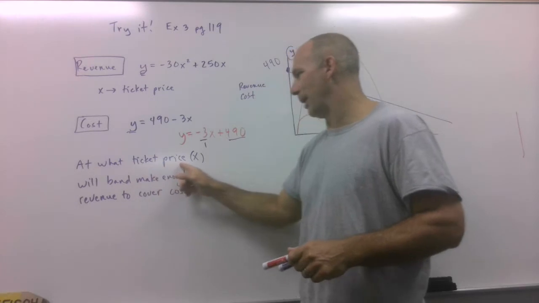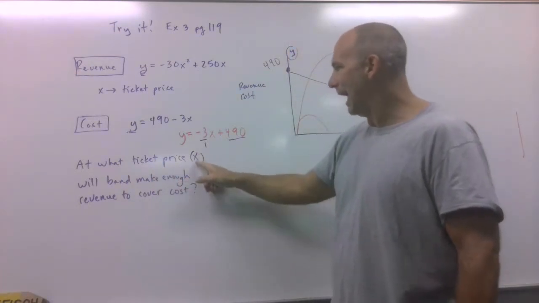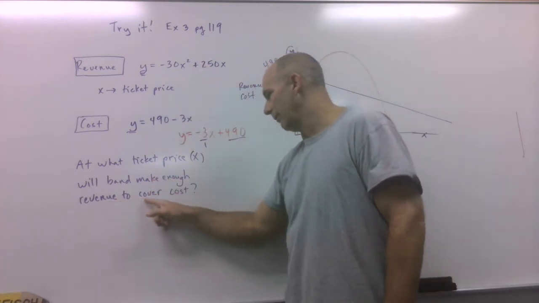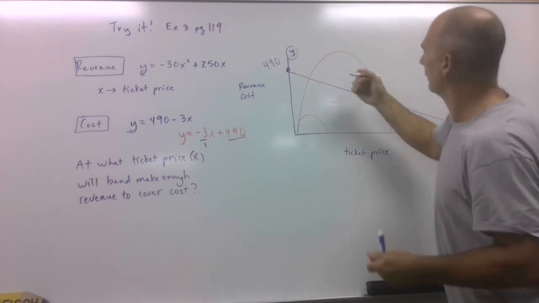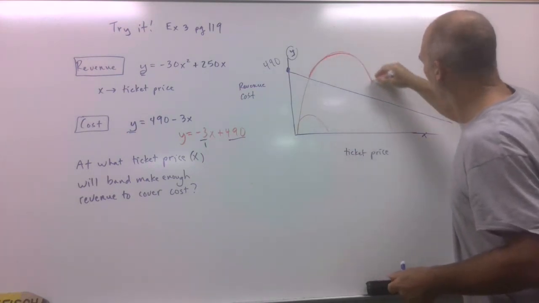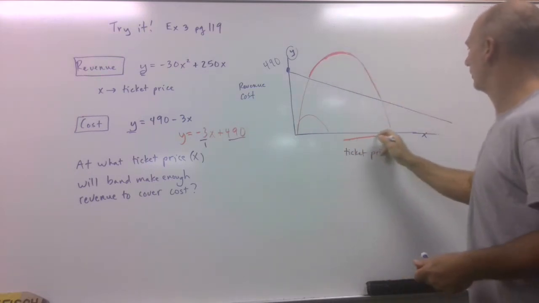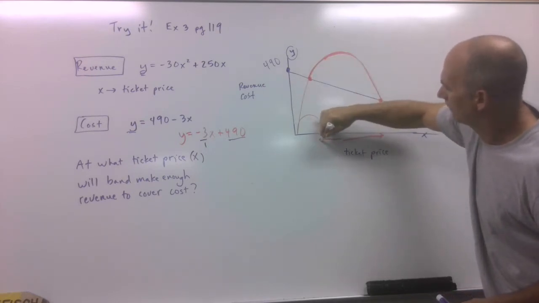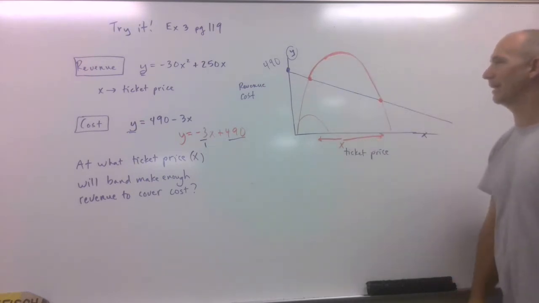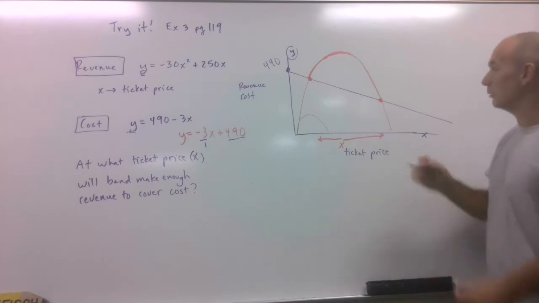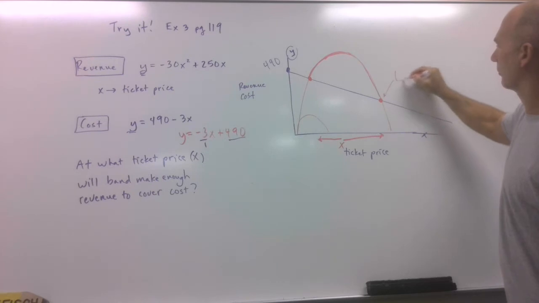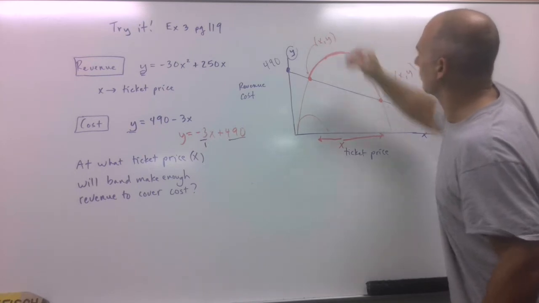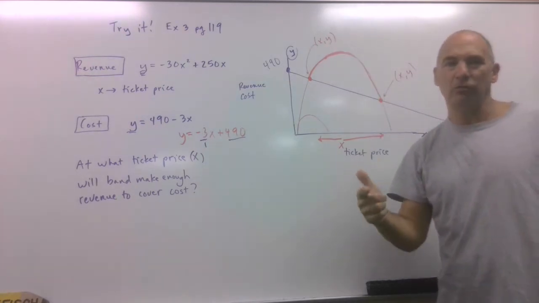because it says at what ticket price, maybe it says prices, X, see, X is ticket prices, will the band make enough revenue to cover the cost? So what we're looking for is this space right in here, but we're really talking about the X value from that spot to that spot. So we got to figure out what that is. Well, it would be nice to figure out what these points of intersection are. So there's the twist. There's going to be an XY there. There's going to be an XY there. Now remember, there could be zero solutions, one solution, two.